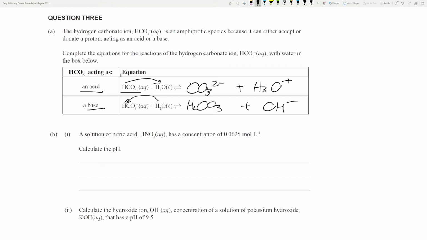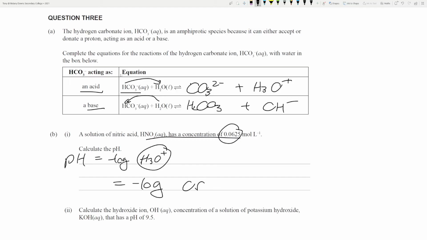Okay. So a solution of nitric acid has a concentration, calculate the pH. This is just the H3O+ concentration. You just go pH equals negative log of this concentration, and the concentration is exactly the same. So you just literally take negative log of 0.0625, and on my calculator this is going to be 1.20.